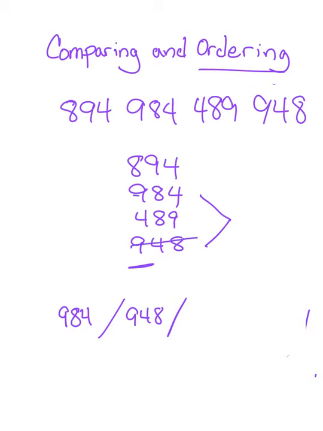Now, I've used both of those, so now I go to the next number. Which is the next largest, 894 or 489? Clearly it is 894, and then 489.